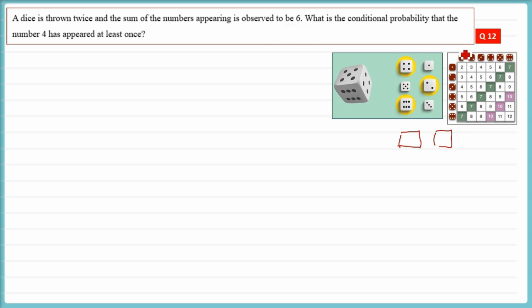Now when will 6 come? 6 will come when we have 1 and 5 or 5 and 1, 2 and 4 or 4 and 2, and 3 and 3 in the first and second or vice versa. Now what is required here?